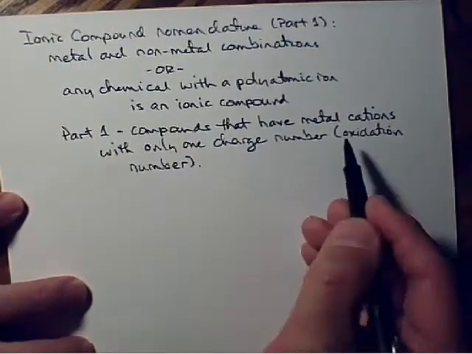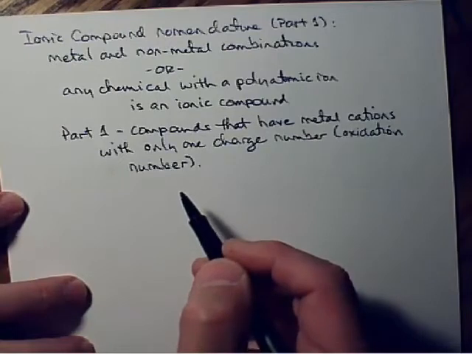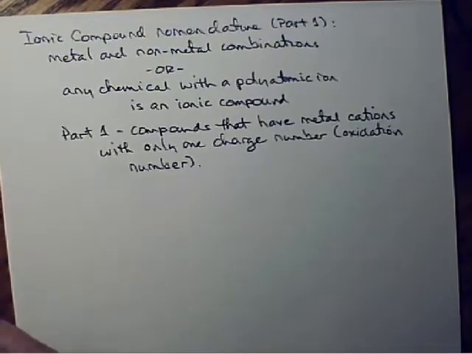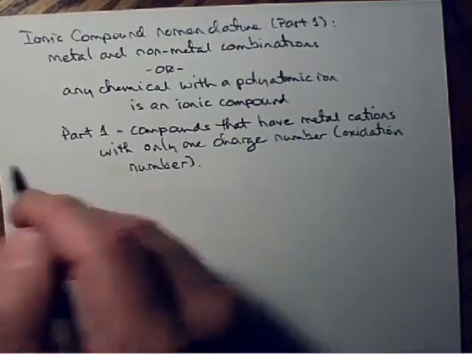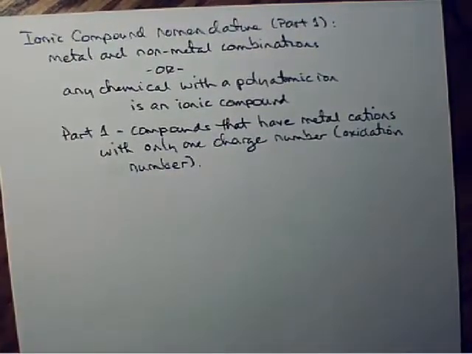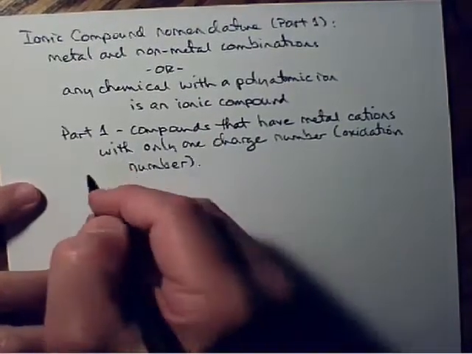So, compounds that have metal cations with only one charge number, you name the first element just the way the first atom is, by the element name. Okay? First atom is the element name. Second element in a binary compound will have an IDE ending. Okay?